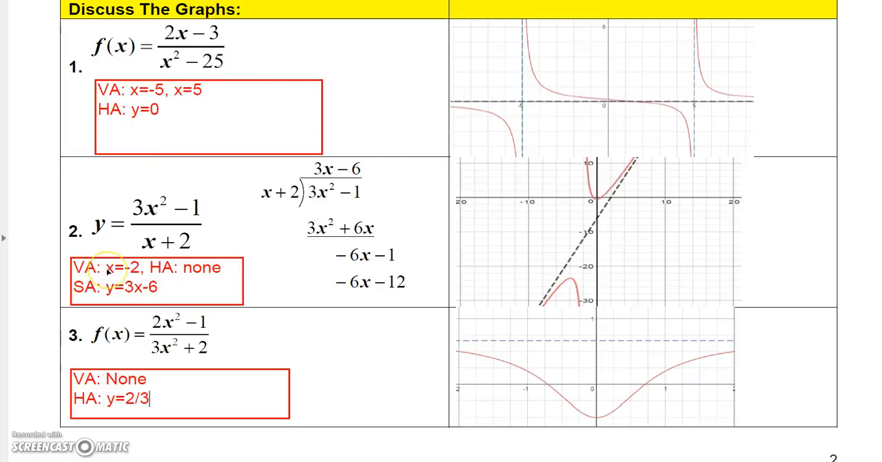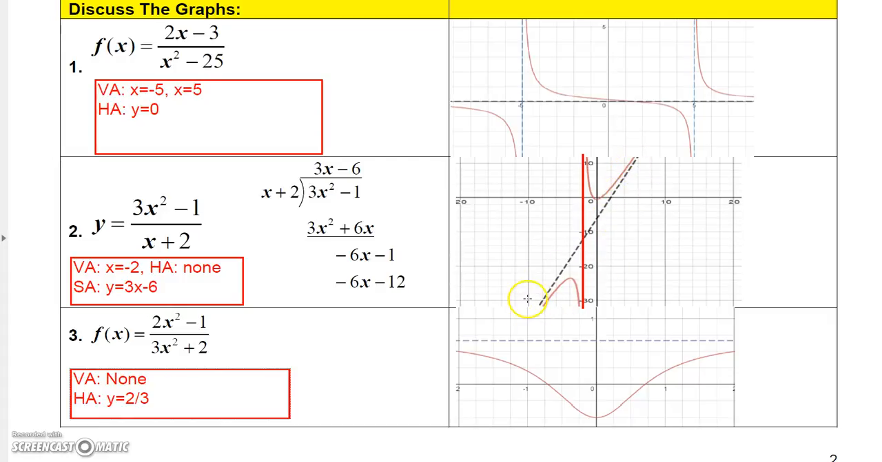You're going to get a vertical asymptote at x equals -2, because that makes the bottom 0. I don't have that drawn, but I can easily put it on there for you. x equals -2 would be about right there, and so that's your vertical asymptote. And now you get a slant asymptote here. This is the line y equals 3x minus 6.